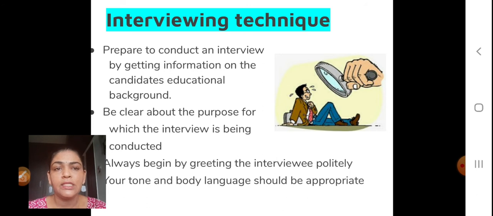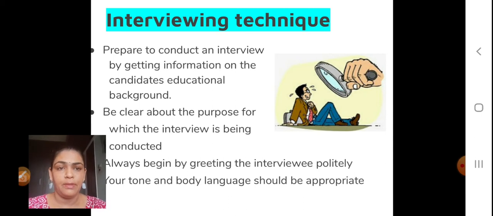So prepare to conduct an interview by getting information on candidates' educational background. Anybody who is taking an interview already has your resume, already has studied it well, and they know about your educational background. They know a lot of things about you which you have mentioned in your resume. What they would like to know now is what is not there in your resume. So be prepared that your resume would be completely studied, and you have to answer something which is not there in your resume, which might feel interesting and which will make you applicable for the job.